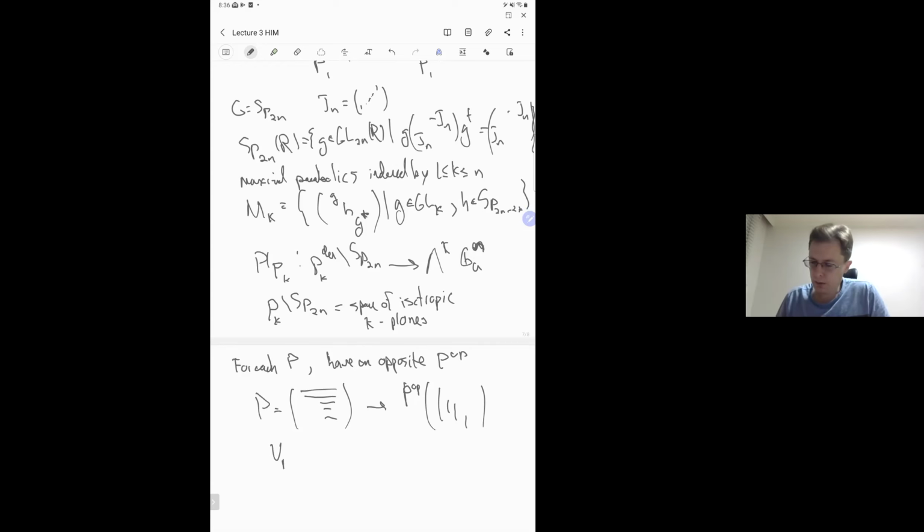And it turns out that in each of these cases, I gave you what the representation the Plücker embedding embeds into is. So it's this wedge K. For example, if I take the opposite of this PK parabolic, it's going to embed into the wedge N minus K. And there's a natural pairing: if I have a tensor in wedge K and a tensor in wedge N minus K, I can wedge them together and I get a pairing. So this persists in general.